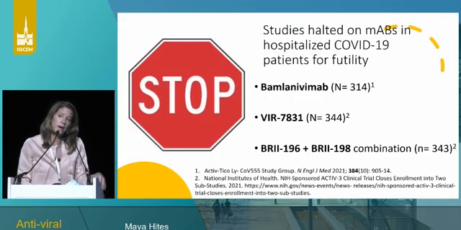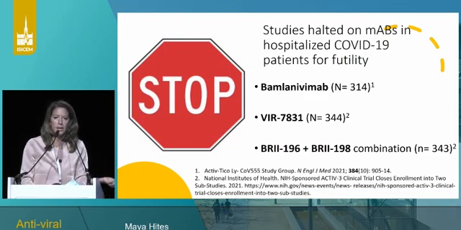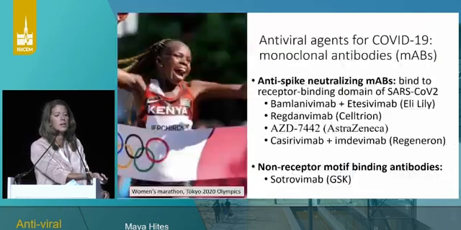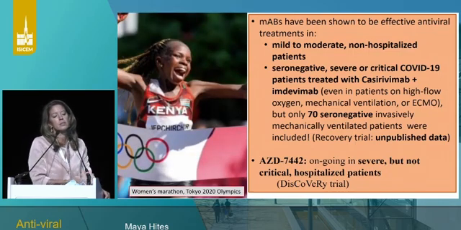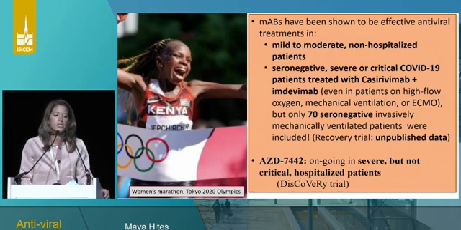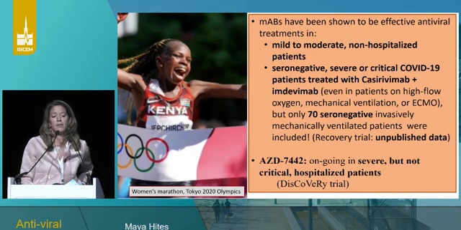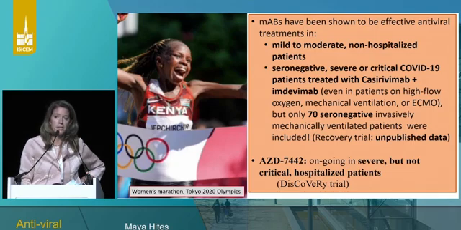But before really arriving at very positive results, several studies had to be halted in hospitalized COVID-19 patients for futility. There were 3 monoclonal antibodies being tested, and all patients were included in these studies. They weren't looking at seronegative or seropositive patients or patients with high viral loads. And it took a little bit longer to be able to show that actually mAbs have been proven to be effective antiviral treatment in mild to moderate non-hospitalized patients.